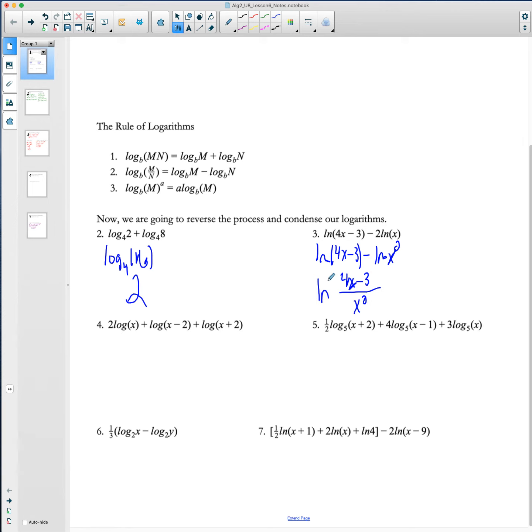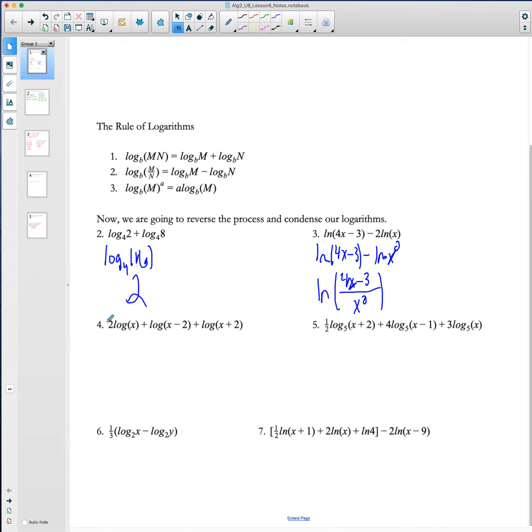Now, you can leave it like that. Sometimes I'll do this, sometimes you'll see it, but if you want, you can just put the whole thing in parentheses if you would like, but you don't have to. All right, so there you go. So now let's look at one more together before I let you do a few. So once again, let's look at number 4 together.